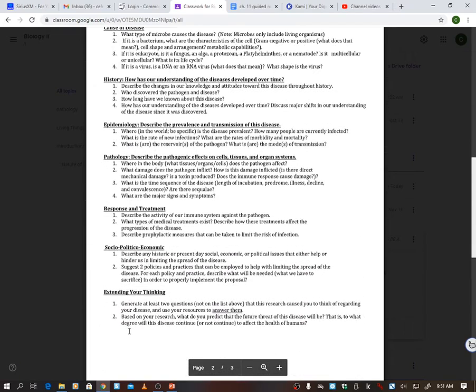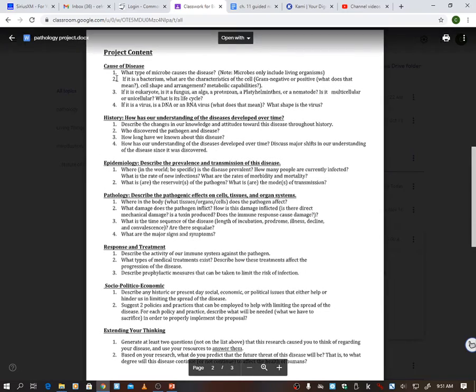The project content, the cause of the disease. What type of microbe causes your disease? Now microbes only include living organisms, and we know that viruses are not considered living, or it's argued by scientists whether they are or not. So here are 3 different things you can have.